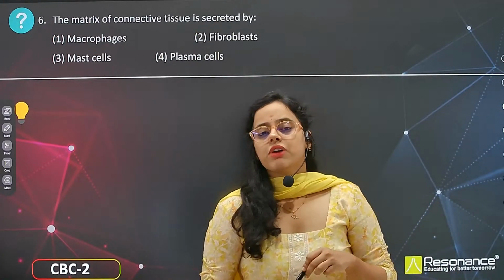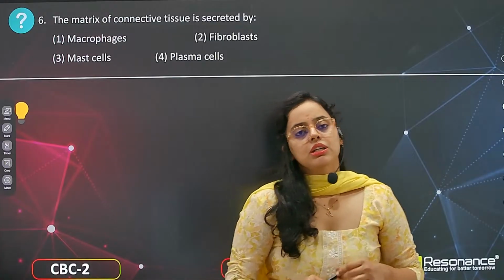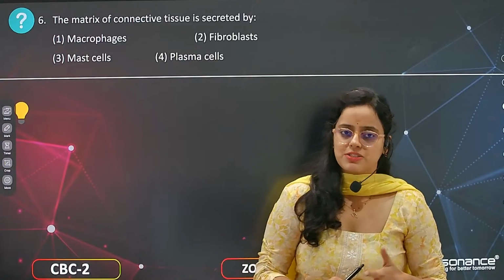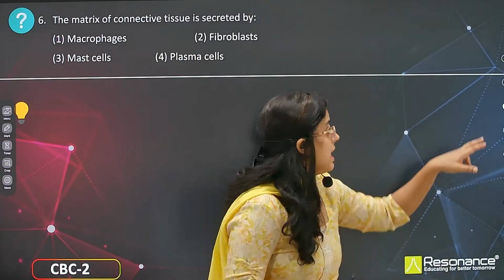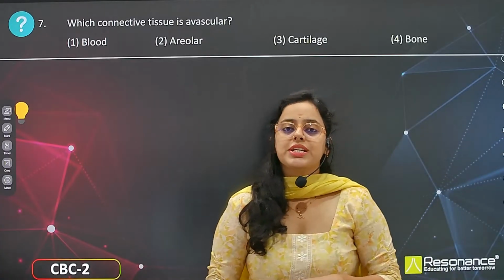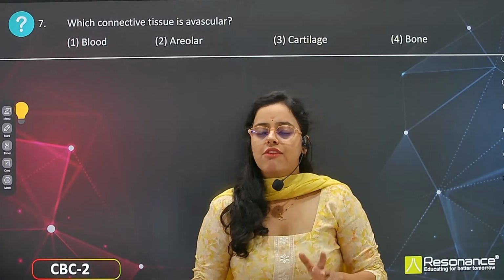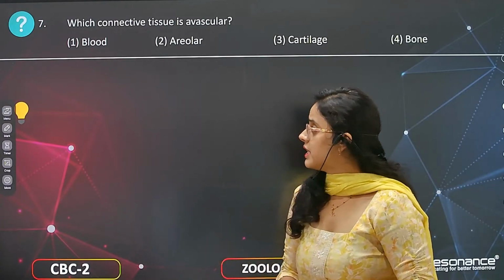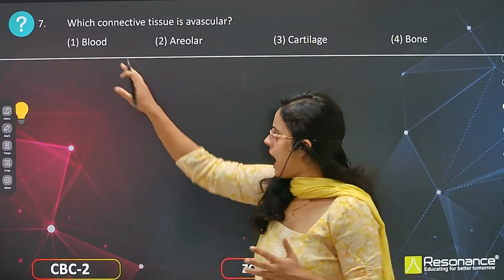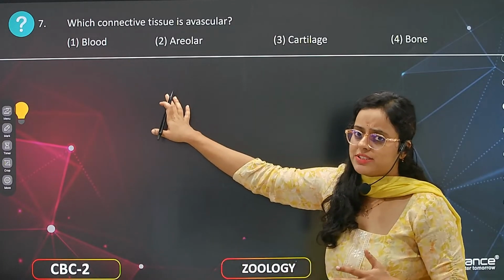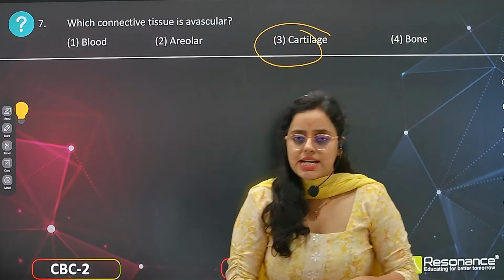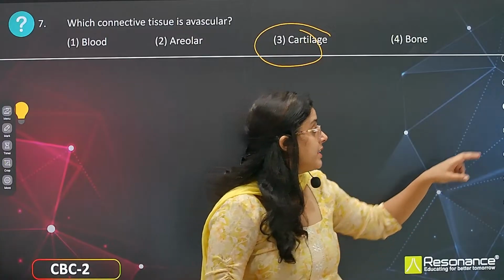The matrix of connective tissue is secreted by macrophage, mast cell, fibroblast or plasma cells. It is by fibroblast cells. Now, which connective tissue is avascular, which means it doesn't have blood supply? We have discussed this in our previous sessions also. Areolar tissue has blood supply, bone has blood supply, but cartilage doesn't have blood supply. Hope you have guessed the correct answer over here.